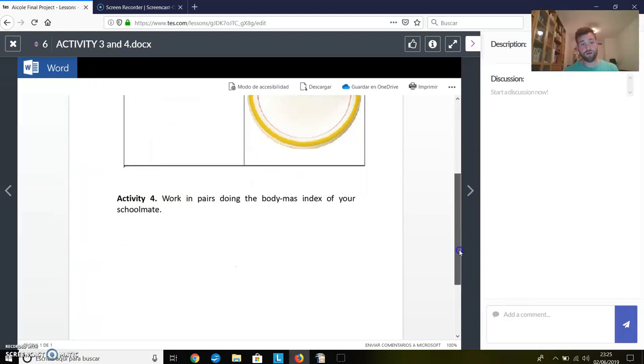And in activity 4, they work in pairs doing the body mass index of their partners. First I explain what body mass index means, and it gives us a value of our weight in healthy terms. And I tell the students how to calculate it. They need to know their weight divided by their height squared. They can use the calculator and ruler to measure the height. If the result is less than 20, it means undernutrition. Between 20 and 25 is a normal weight, and between 25 and 30 is overweight. Between 30 and 40 is obesity, and more than 40 is severe obesity.